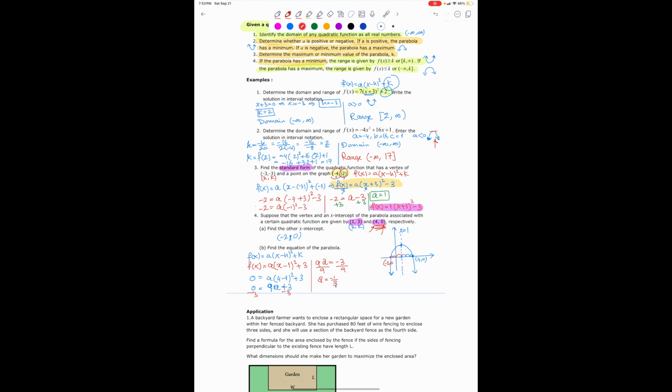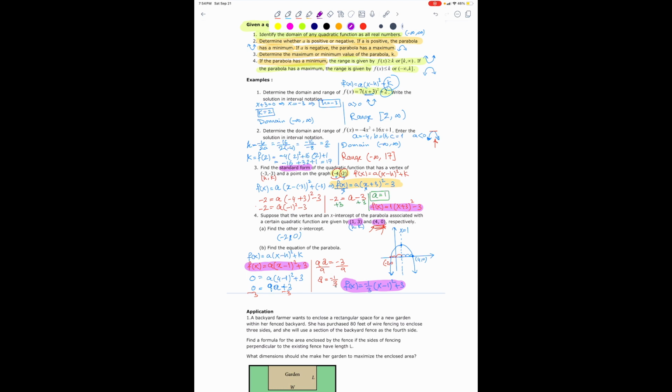So the standard form of the function is going to be f of x equals -1/3 times (x minus 1) all squared plus 3. Basically I used this function right here, and I substituted a with its value. So I got the final answer here.